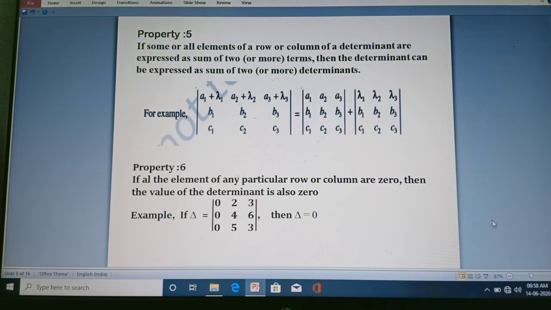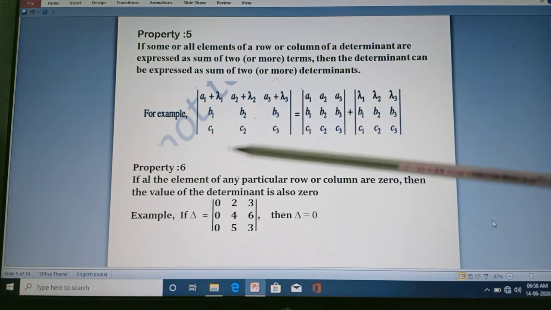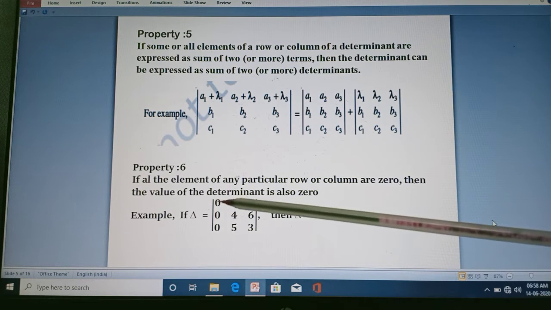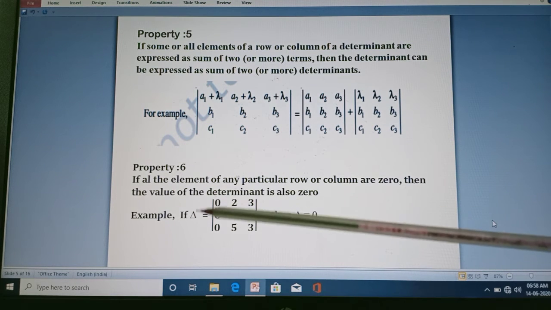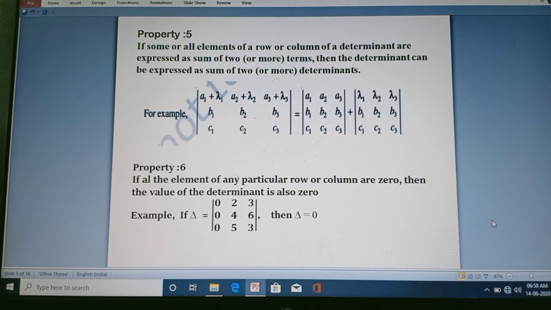The sixth property is very simple. If in a particular row or in a particular column all the elements are 0, in that case the value of the determinant will be 0. Here one example is given. In the first column all the elements are 0, so the value of this determinant will be 0.